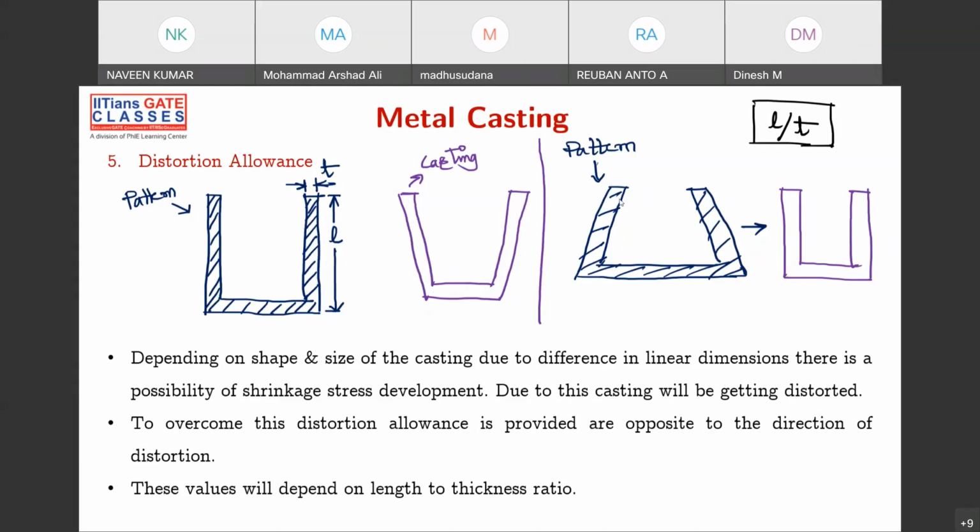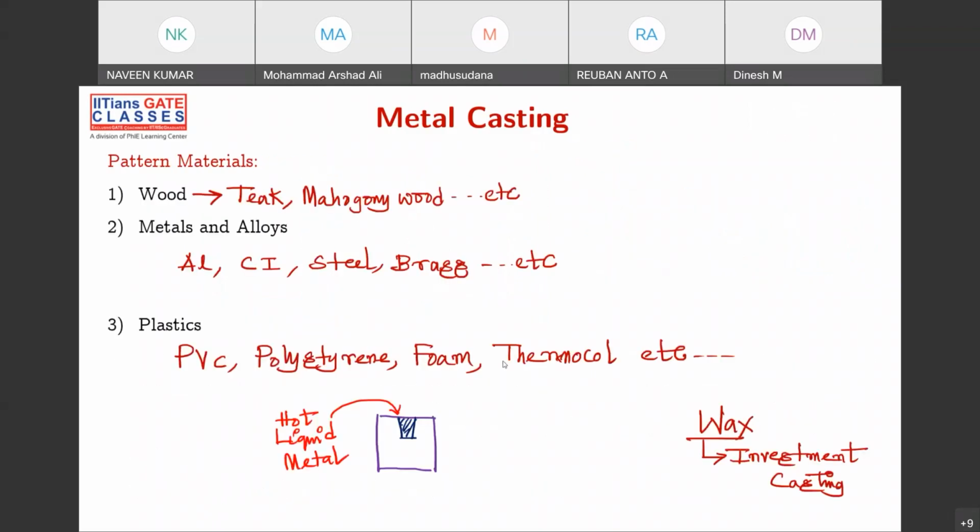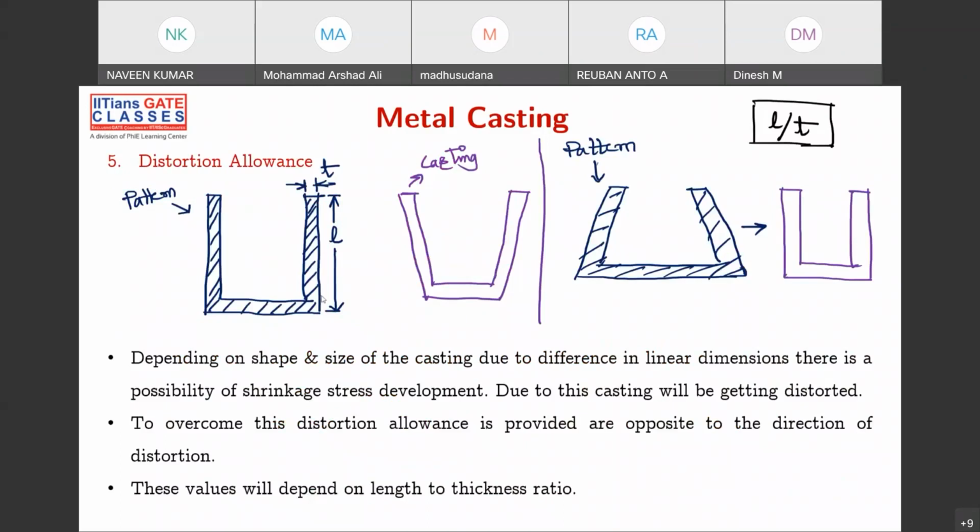Because of the stress adjustment, the casting gets this kind of shape. To avoid that, you take this kind of shape in the pattern, so that after casting you get this kind of shape. That is what is called distortion allowance. To overcome it, you provide a pattern opposite to the direction of distortion, which will obviously depend upon the length to thickness ratio. So till here we are done with the distortion allowance.